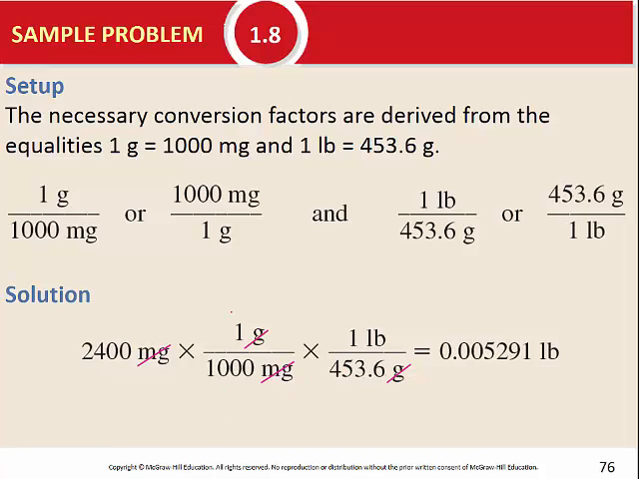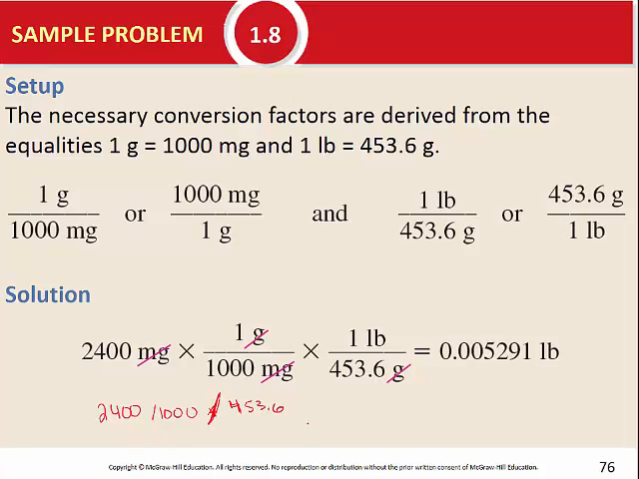453.6. Now be careful here. I see students sometimes typing this in their calculator. They'll type 2,400 divided by 1,000 times 453.6. And that's wrong, because the calculator thinks you divide by 1,000 and then multiply by 453.6. 453.6 is in the denominator, so this should not be a multiplication. This should also be a division. So make sure you're dividing by everything that's on the bottom. So keep on clicking divide, divide, divide.